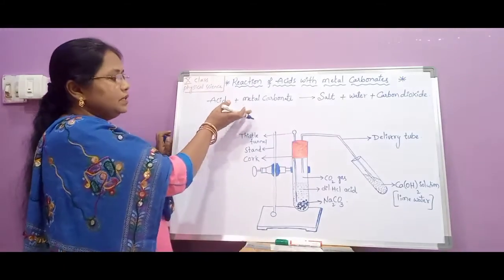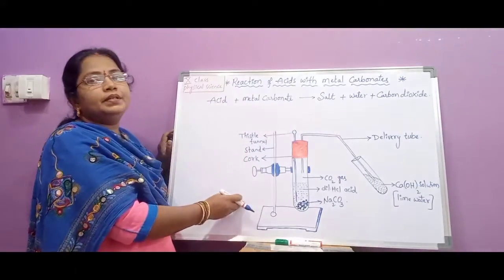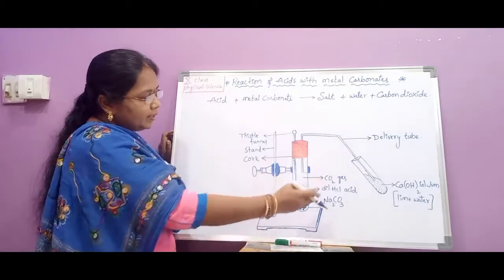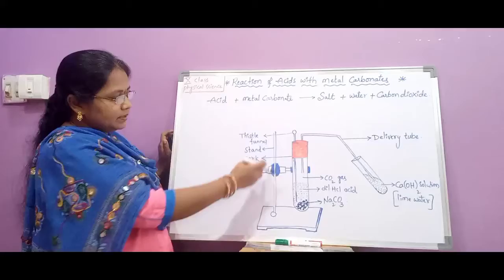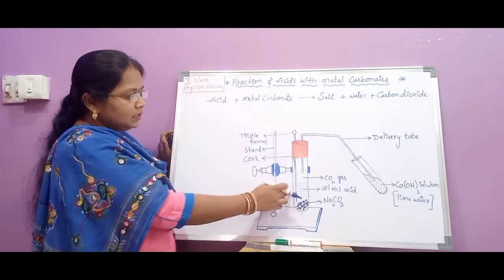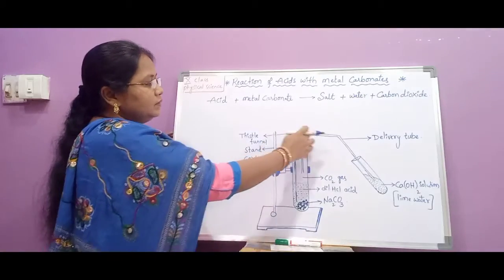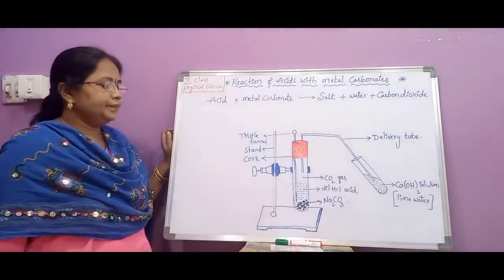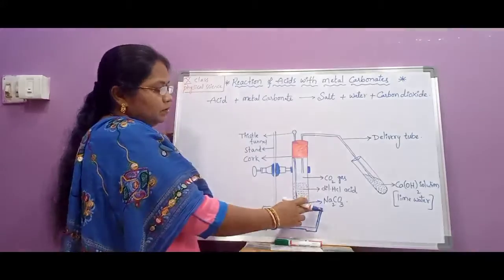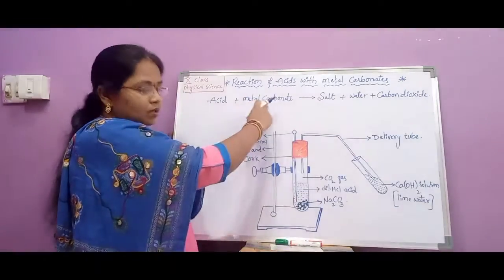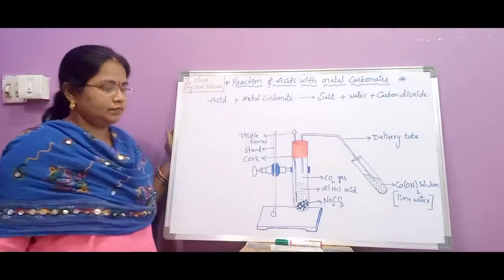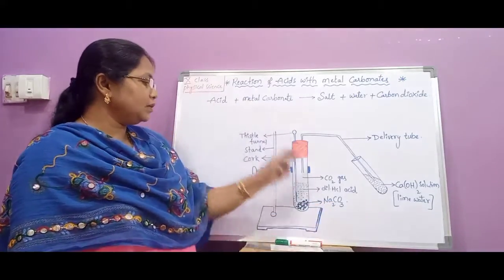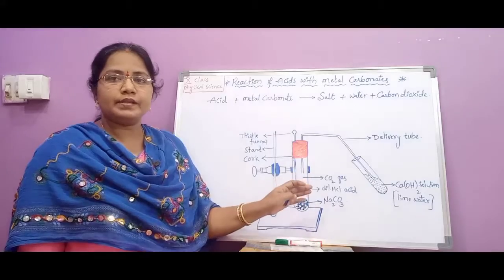We can perform this reaction by doing this activity. For this we need some requirements. Here, this is the iron stand. This is the test tube, thistle funnel, delivery tube, one more test tube, and our required chemicals. In place of metal carbonate, we are taking sodium carbonate. Sodium carbonate is a metal carbonate, and the acid that we are going to take here is dilute hydrochloric acid.